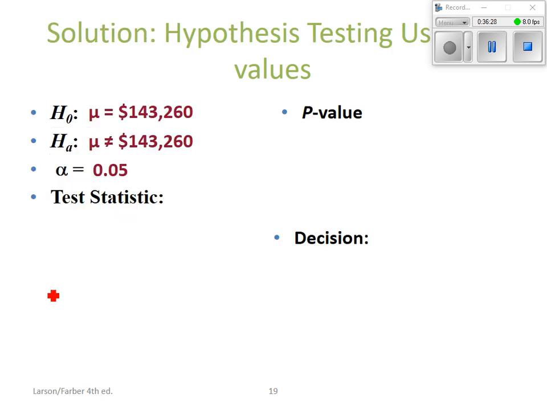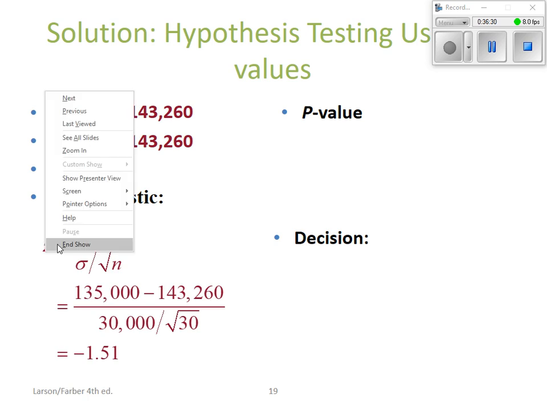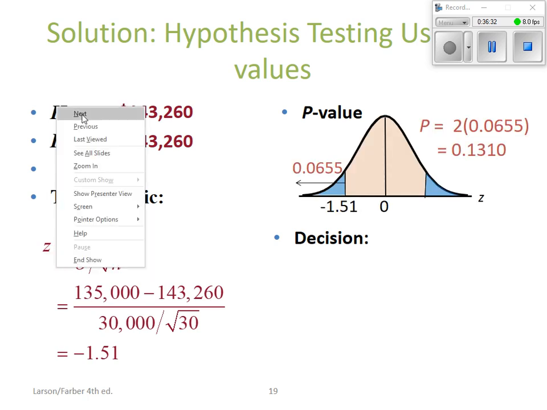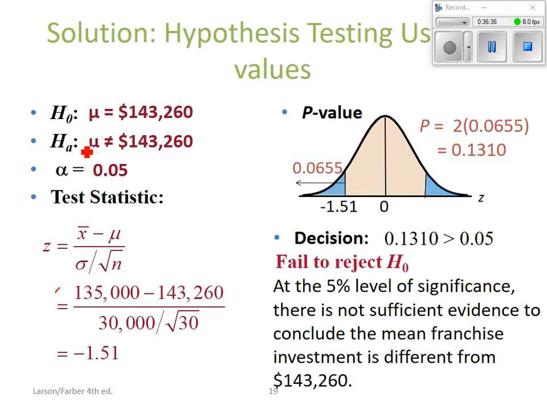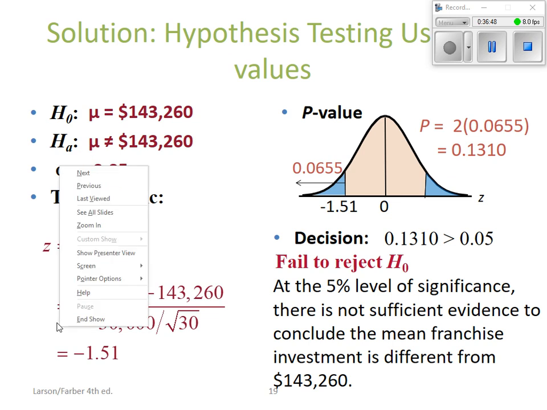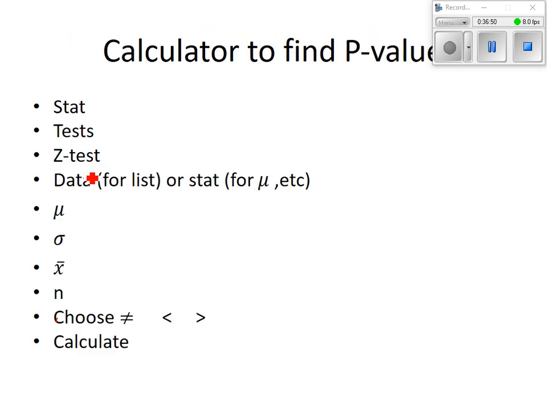Check in. We'll skip through this one. Doing the same thing, using the p-values. This one, when we read it at the end, at a 5% level of significance, there is not sufficient evidence to conclude that the mean franchise investment is different from 143,260.